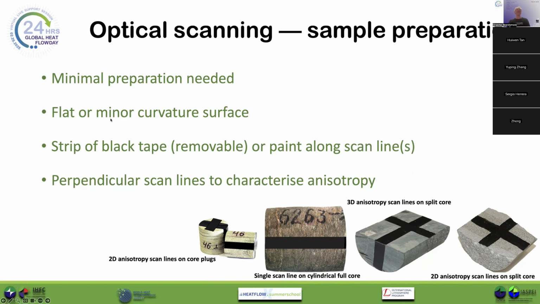You can measure flat surfaces or minor curvature. Major curvature can be a bit of an issue, so we want pseudo flat surface or minor curvature. Strip of black tape or paint along the line to be scanned. And if you want to investigate anisotropy, you can actually scan in different directions, in 3 different directions through a sample like this. So along the axis, across the axis, and then on the perpendicular surface, you can get 3 scan lines with the optic scanner, and from the results of those 3 scan lines, infer thermal anisotropy.